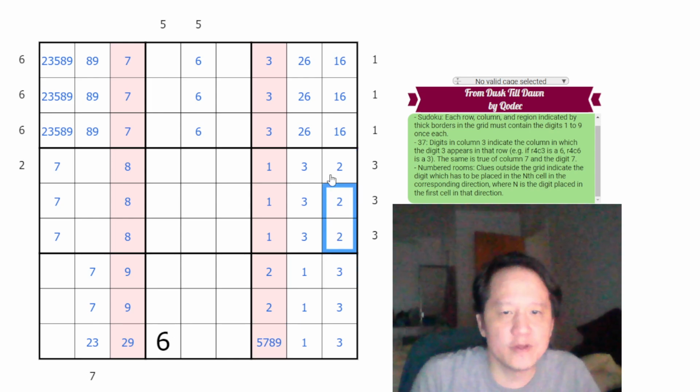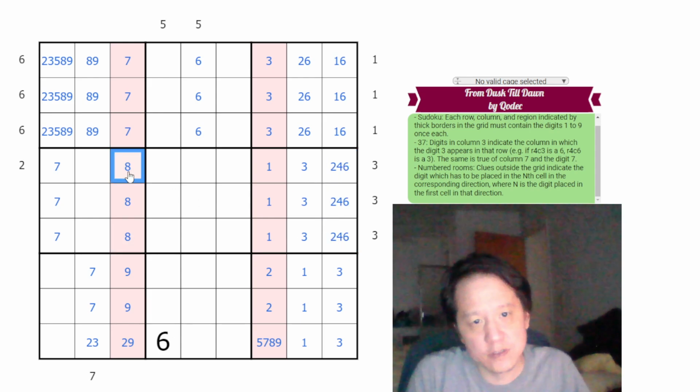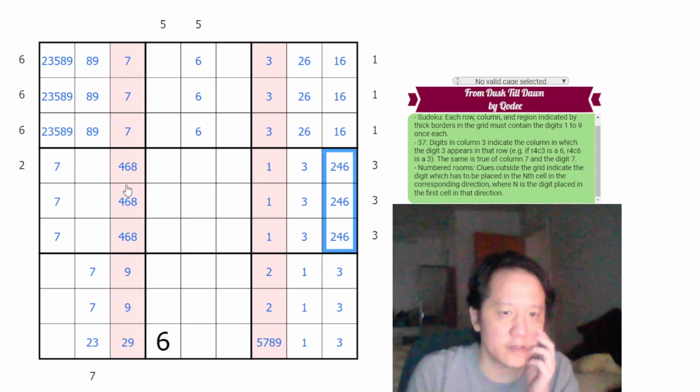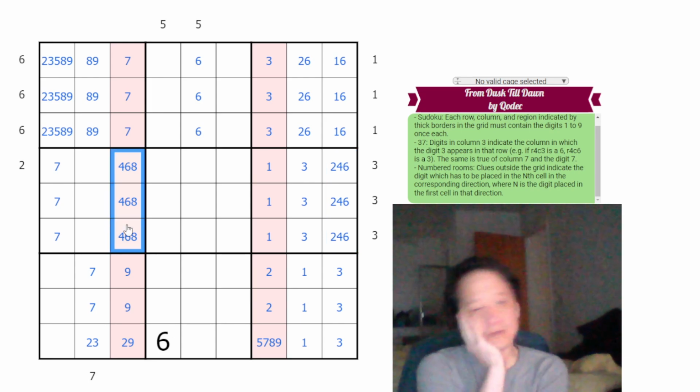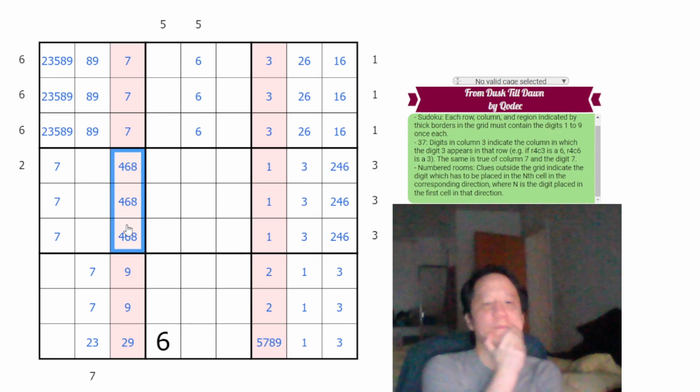So from this, we can't have 5 and 5. So this is 4 or 6. This is 4 or 6. And this could be 7, 8, or 9. This could be 1, 2, or 3. Yeah, it's fine.